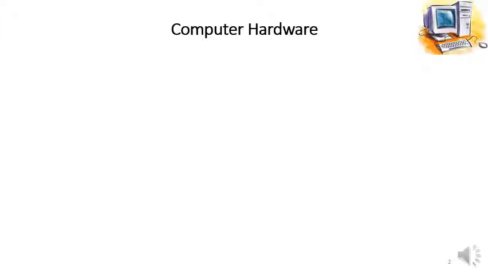You already know that a computer mainly consists of hardware and software. These are the two basic components of a computer. All the physical components of a computer are called hardware, and all the non-physical components of a computer are called software. So in today's lesson we will discuss the computer's hardware.